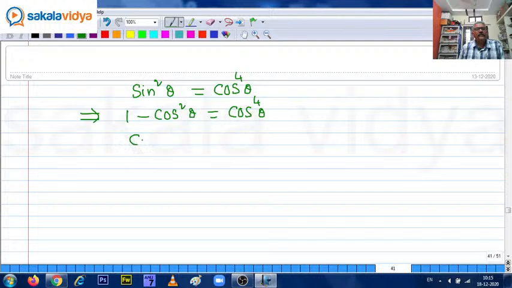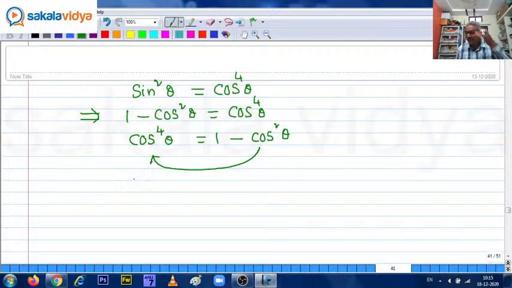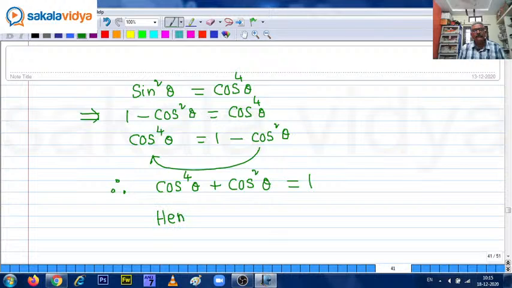Or this can be rewritten as cos theta power 4 equals 1 minus cos square theta. Now transpose this minus cos square theta to this side. So what do you get here? Therefore cos theta power 4 plus cos square theta equals 1. Hence it's proved. That's the answer.